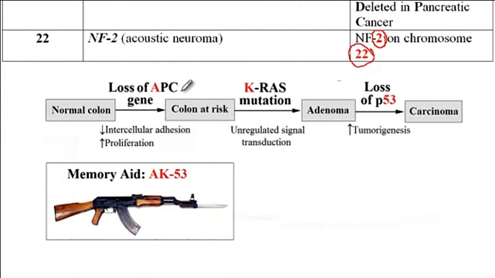Now, you can recall that I told you I will come back to APC and KRAS genes. So normal colon can become at increased risk of developing cancer via the loss of APC, which is a tumor suppressor gene. What happens by the loss of the APC gene is that there would be decreased intracellular adhesion as well as increased proliferation. After this point, KRAS mutations, KRAS being an oncogene, can lead to increased expression of KRAS, as a consequence of which there would be unregulated growth that can lead to the development of adenoma. And then from here on, mutations that cause inactivation of the P53 gene will increase the risk of tumorigenesis, which can lead to the development of carcinoma.